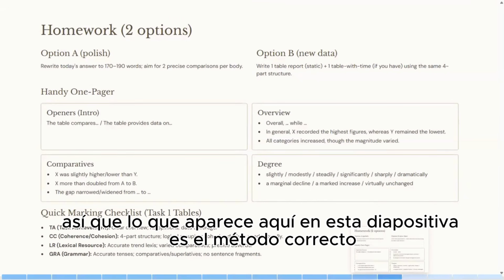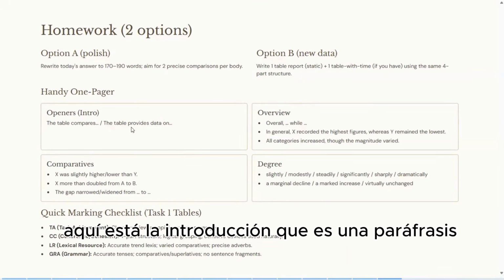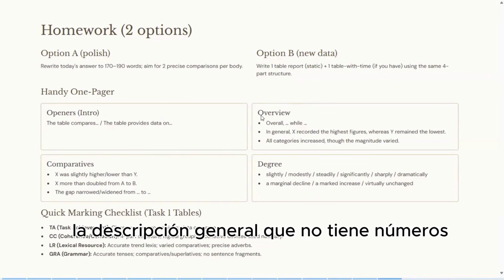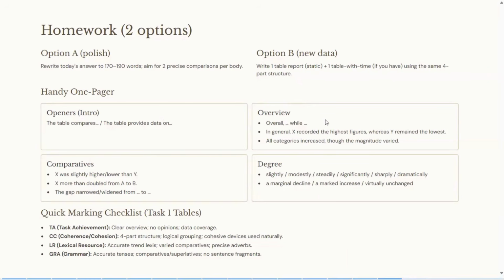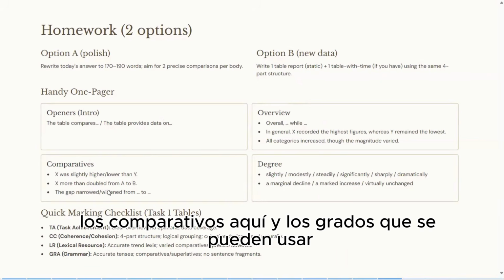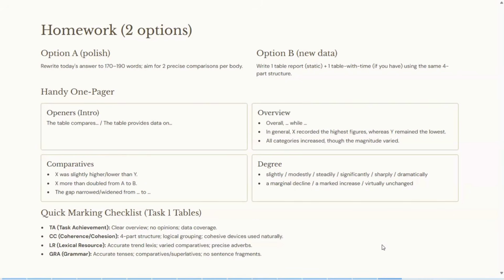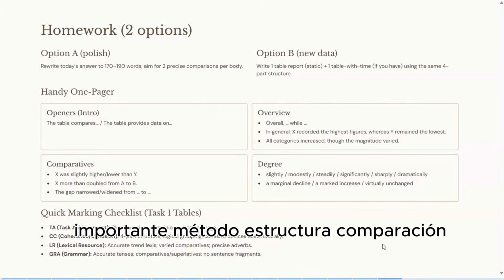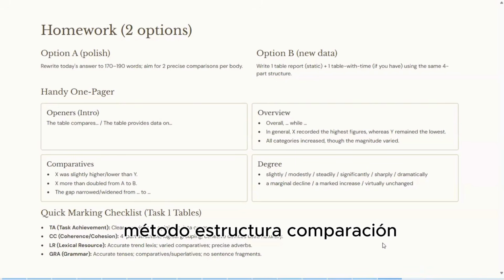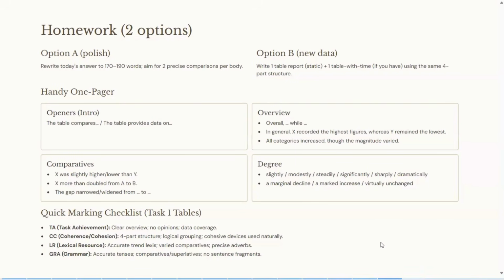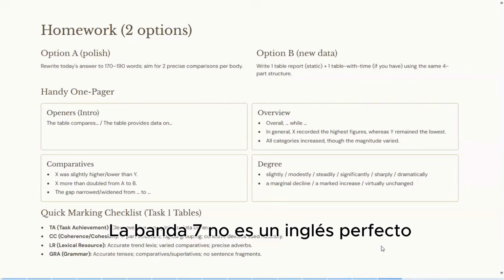So what appears here on this slide is the method, right? Here's the introduction, which is a paraphrase. The overview, which doesn't have numbers. The comparatives here and the degrees that can be used. So the problem is that nobody teaches you how to think. Important. Method, structure, comparison. Band 7 isn't perfect English.